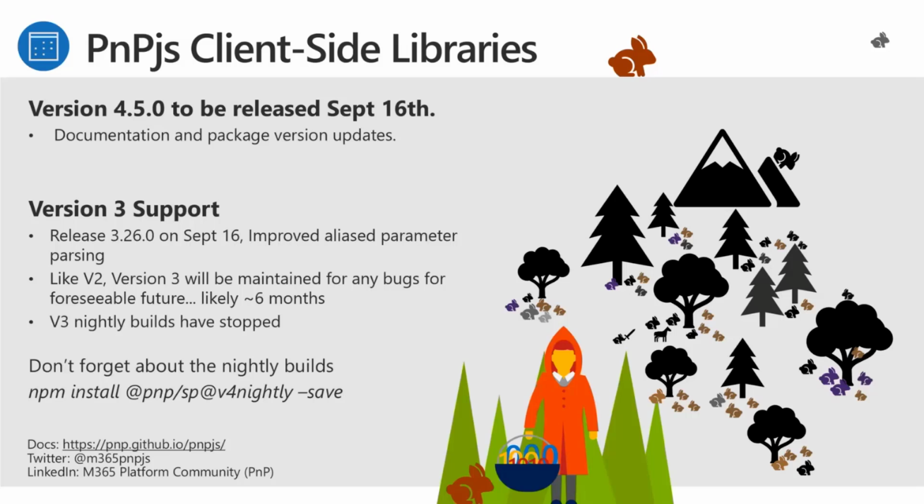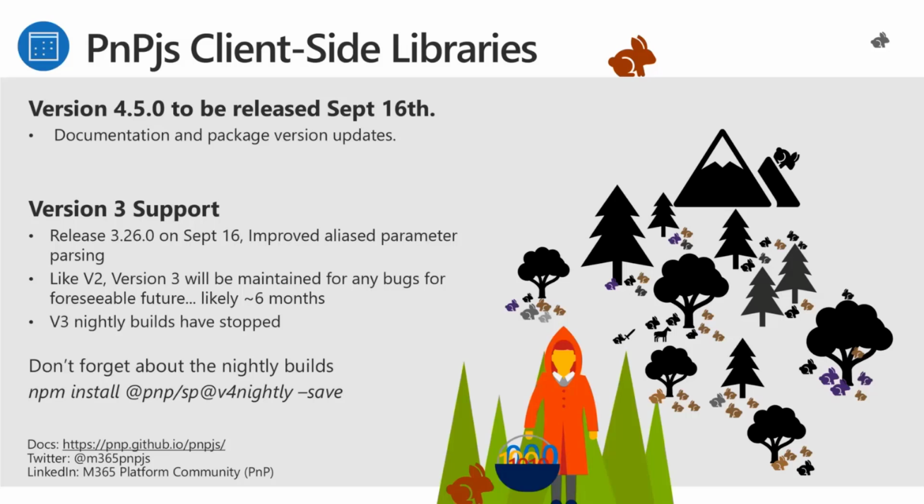It was supposed to be done last time, but the update wasn't ready. So we'll have what I think will be our final version 3 release, 3.26, on September 16th, to add that improvement for alias parameter parsing. So again, like I said, probably the last version 3 update we'll do. We guess about 6 months we'll support it. That would be October.